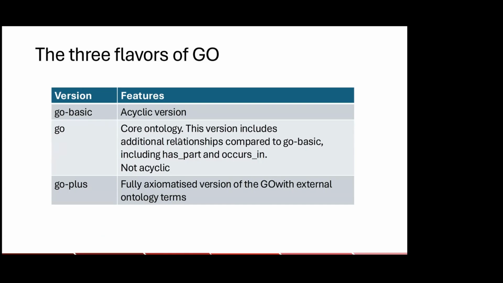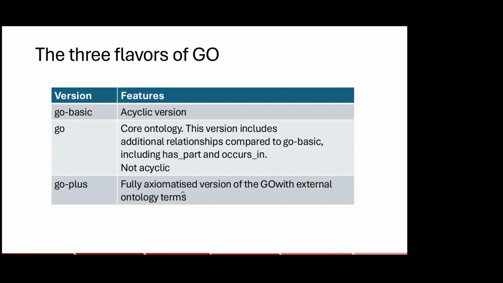If you interact with another version, which is GO, what we call the core ontology, it contains two more relations, has part and occurs in. And has part, because it's the reciprocal relation of part of, can make a cyclic version. So keep in mind, depending on if you're doing analyses with R and other programs, if it's important that the graph is acyclic, just be aware that some versions of GO are not acyclic.